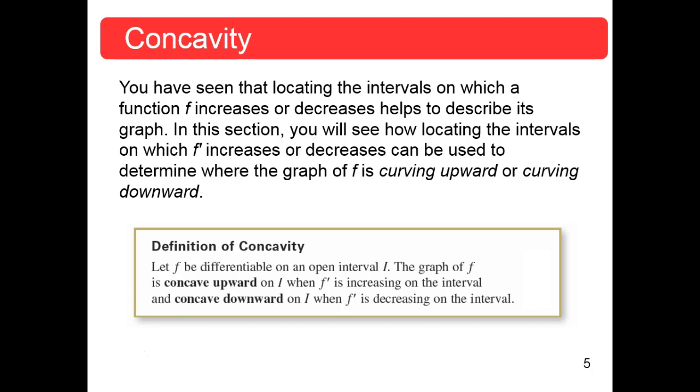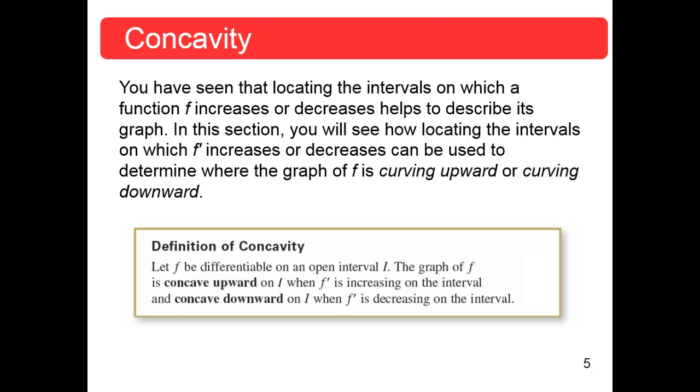So we've seen that locating intervals on which a function f is increasing or decreasing helps you describe the graph. In this section, we'll see how locating intervals over which f prime is increasing or decreasing tells how the graph is curving. To see how a function is increasing, we take the first derivative. How f prime is increasing or decreasing, you take a second derivative, the derivative of the derivative, to determine whether the graph is curving up or curving down.